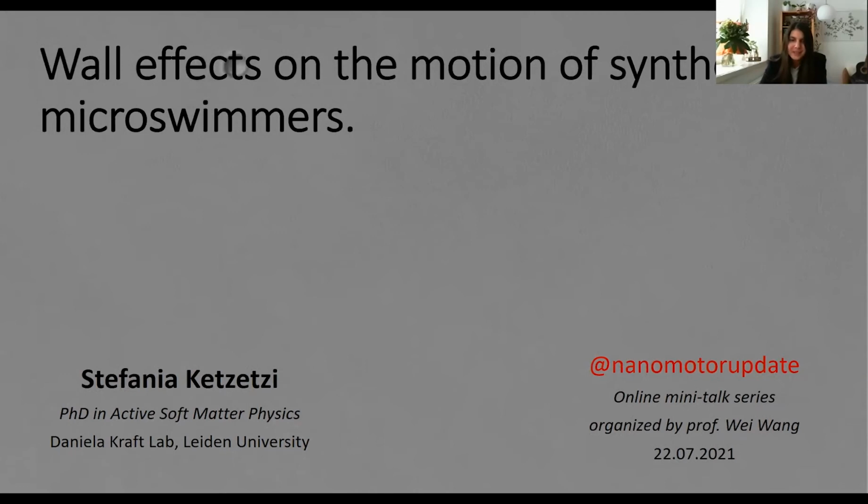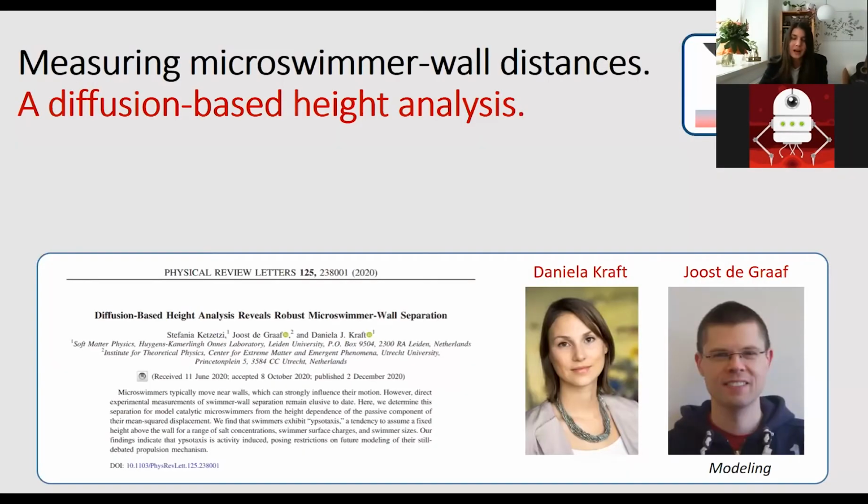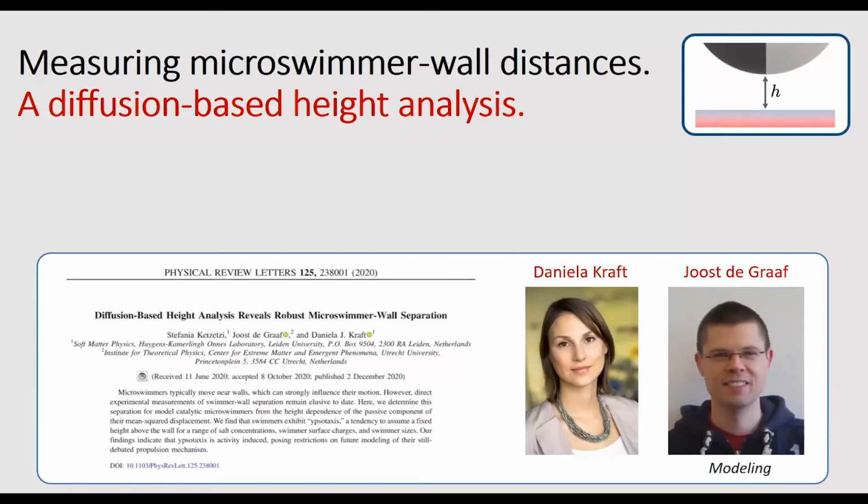So for the past 4 years, I have been a PhD student at Leiden University in the Netherlands. And as you can see from the background, during my PhD research, I have been working with colloidal swimmers, and specifically with catalytic colloidal swimmers. In particular, I have been interested in understanding how walls affect the motion of these swimmers. In today's talk, I will tell you about recent work that we published at the end of 2020. In this work, we propose a new method that one can use to measure the distance between a swimmer and a wall. This method is a diffusion-based height method.